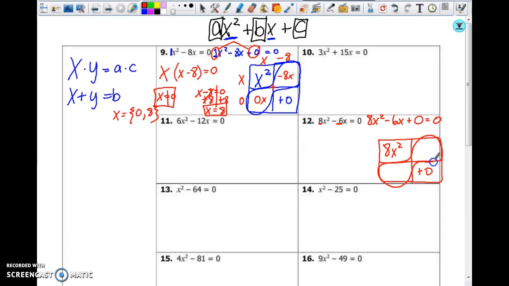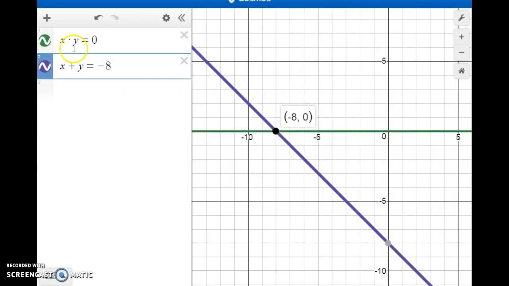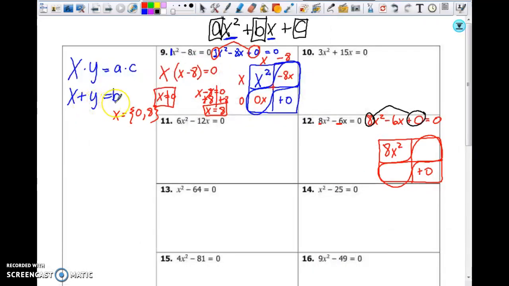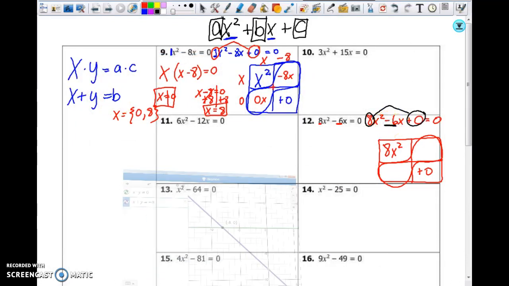So this is where now the numbers are going to change a little bit. Remember, these two numbers are going to multiply to your a times your c. Well, in this one, what is your a? An 8. And what is your c? It's 0. Guys, what is 8 times 0? 0. So I'm going to put that number in the place here. The numbers are going to multiply to a times c, which gave us 0. And they're going to add up to the b, right? What is the b here? A negative 6. Okay, so we'll put that there.